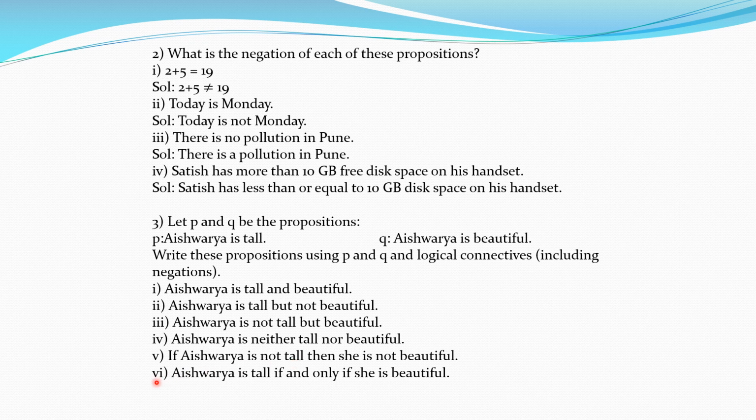Now: Aishwarya is tall if and only if she is beautiful. Aishwarya is tall is P, Aishwarya is beautiful is Q, and we are combining them by using if and only if. So this is P double implication Q. So these are the answers.